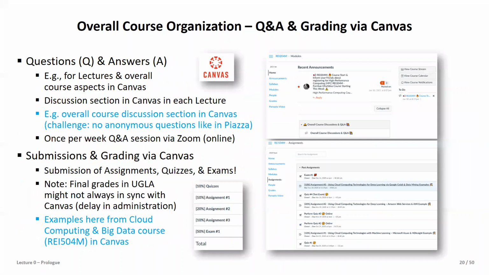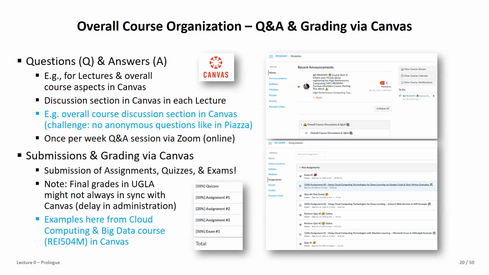When you think about the grading, it will also be done via Canvas. You will see that the submissions and grading via Canvas are basically straightforward. The final grades, however, will be in UGLA, and we have to transfer them from Canvas to UGLA, which, from the experience we had in the past course, takes a little bit of time, mostly due to delays in administration.